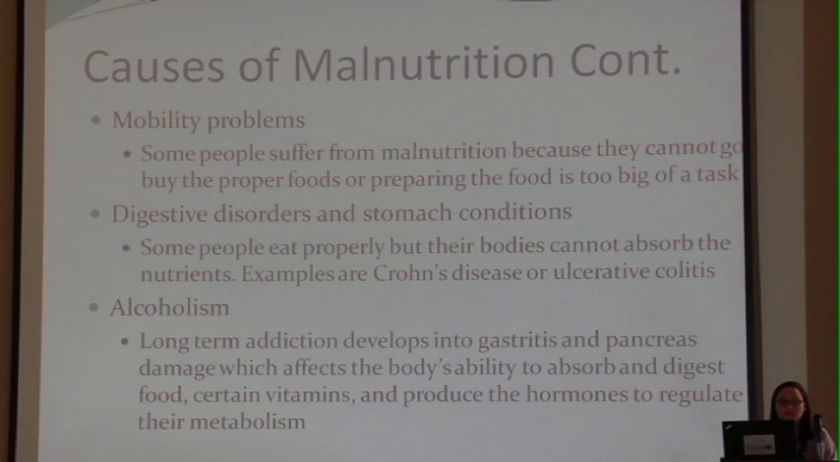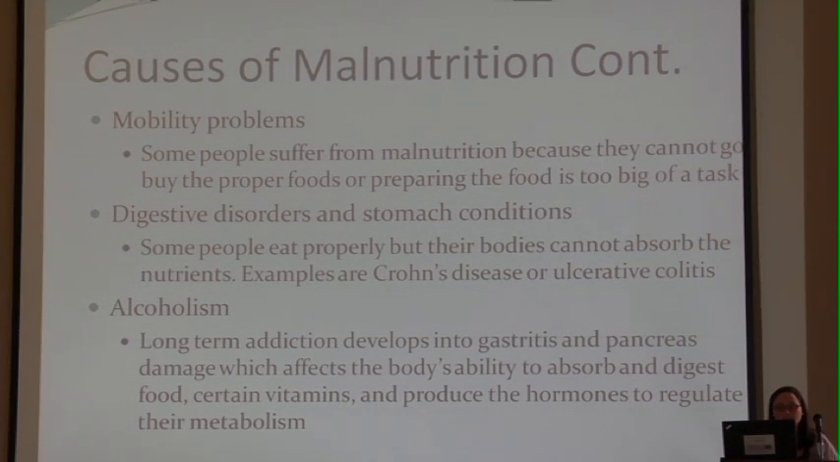Mobility problems. Some people suffer from malnutrition because they can't go buy the proper foods or preparing the food is too big of a task. They can't get to the kitchen because they're in a wheelchair or something. Digestive disorders and stomach conditions. Some people eat properly, but their bodies can't absorb the nutrients. Examples are Crohn's disease and ulcerative colitis.